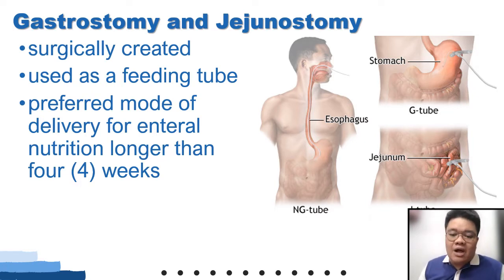If we know that our patient is having problems, let's say for example related to stroke, and we know that our patient will be at high risk for aspiration for a long period of time, we would need a gastrostomy tube or jejunostomy tube. Your NGT supposedly is only ideal for short-term usage. So class, it is the preferred mode of delivery for your enteral nutrition longer than 4 weeks. So your cutoff there is 4 weeks.